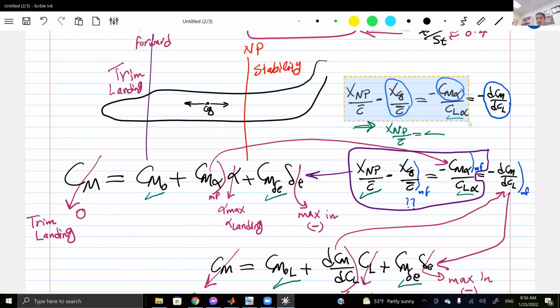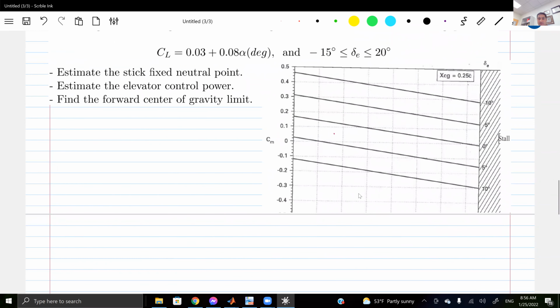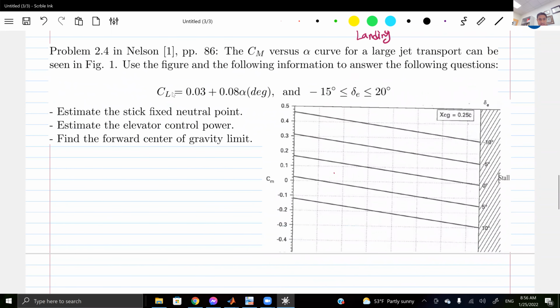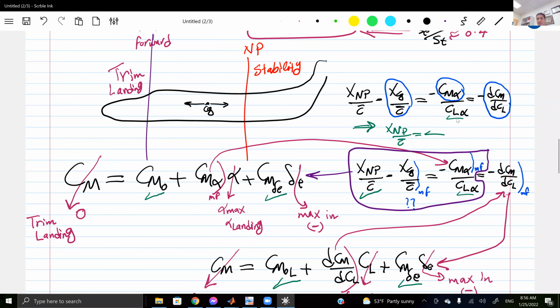And here is the question. Should I use this right-hand side or that right-hand side? Well, it really depends on the givens. If you're given the CM versus alpha and CL versus alpha, use this right-hand side. If you're given CM versus CL, use that right-hand side. Here in this equation, I'm given CM versus alpha and CL versus alpha, so I'm going to use this first right-hand side. Any question about that?